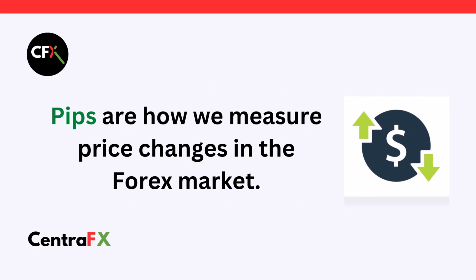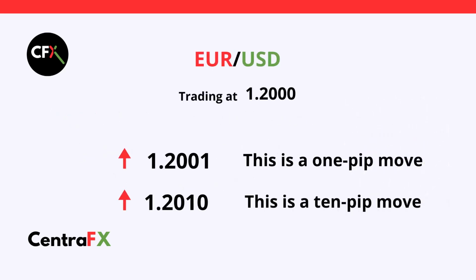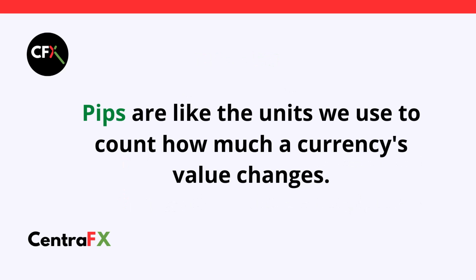Now, for example, imagine you are looking at the Euro USD currency pair and it's trading at 1.2000. If it moves up to 1.2001, that's a 1 pip move. If it moves up to 1.2010, that's a 10 pip move. Pips are like the units we use to count how much a currency's value changes.